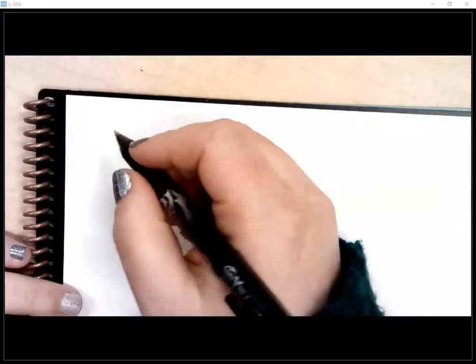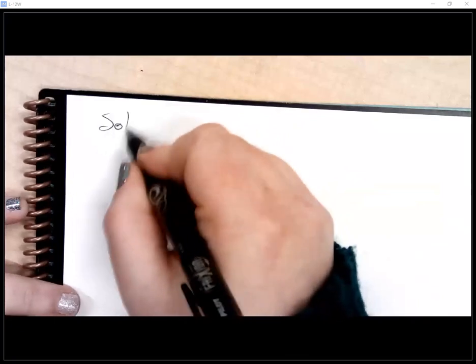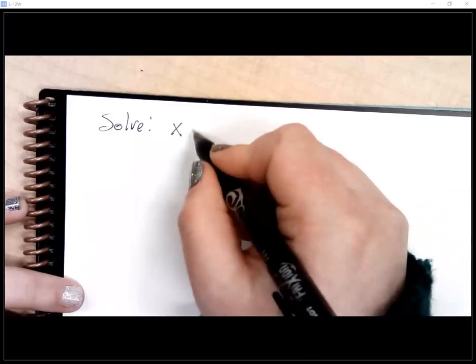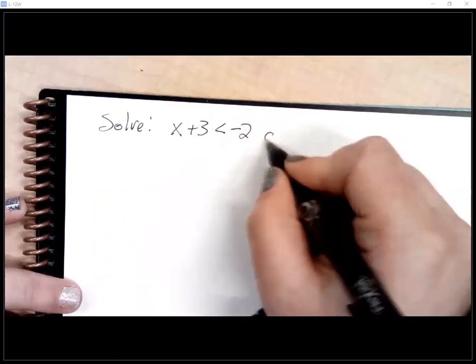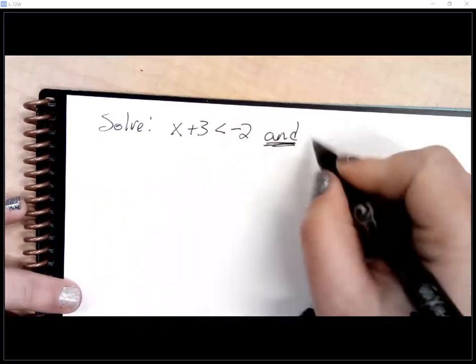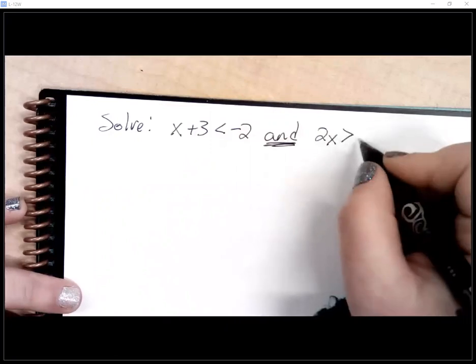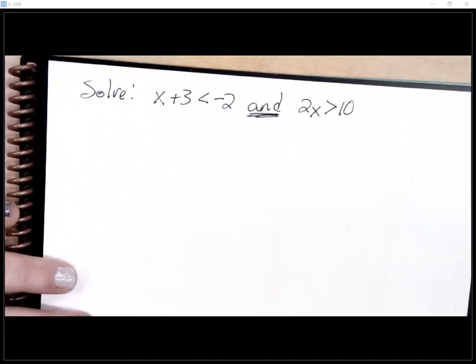I sort of let the cat out of the bag, but let me make one up. I'll do one that's separate. How about x plus 3 is less than -2 and 2x is greater than 10. So this is an and type where it's not all joined together. We have it as 2 separates. So I'm just going to solve each one separately.